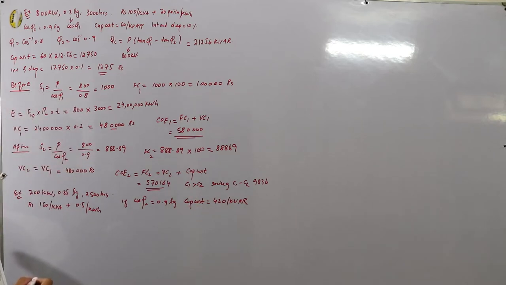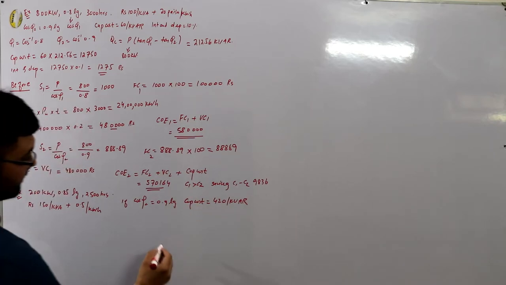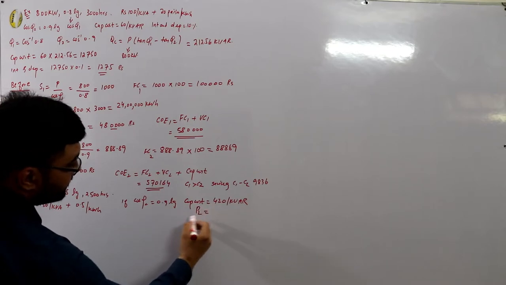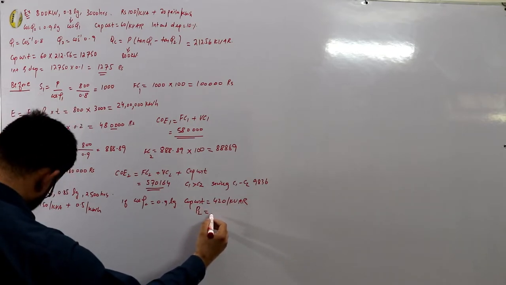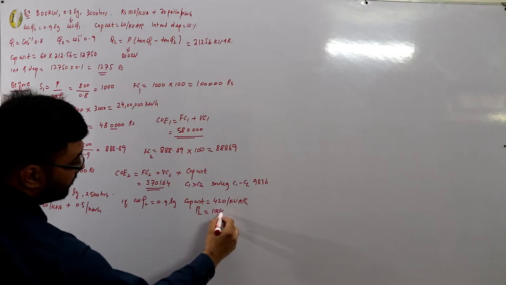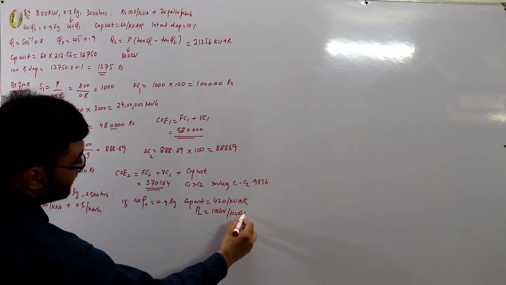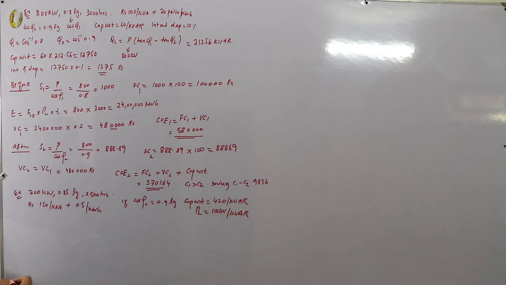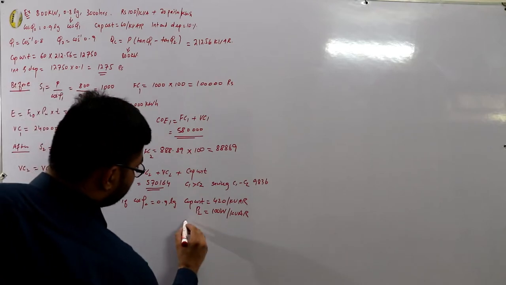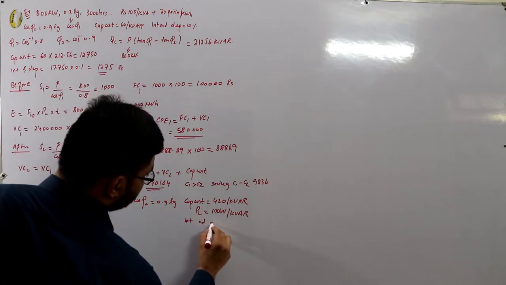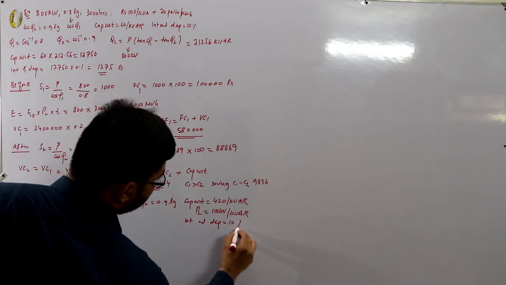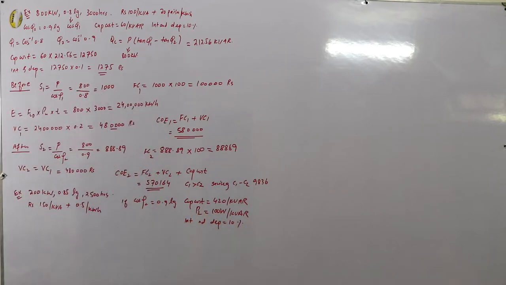And having a power loss of 100 watts per kVAr. Power loss, you also have power loss with the capacitor, that is 100 watts per kVAr. Calculate the annual saving, allow 10% depreciation. So interest and depreciation factor is mentioned, which is 10%. Is that fine? It is.